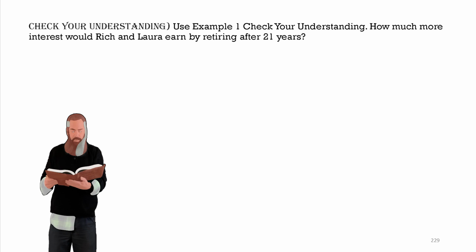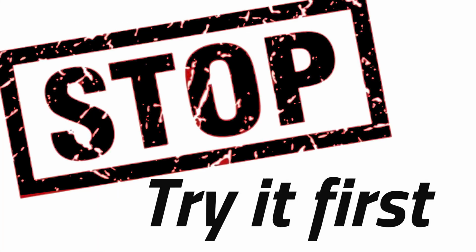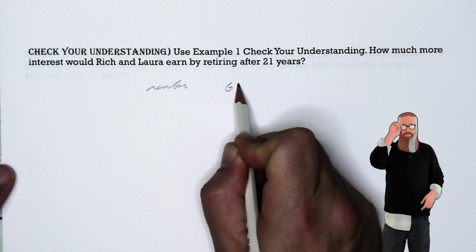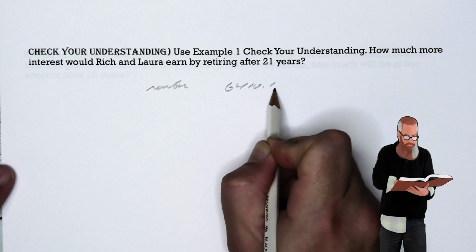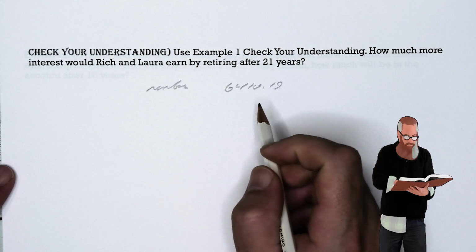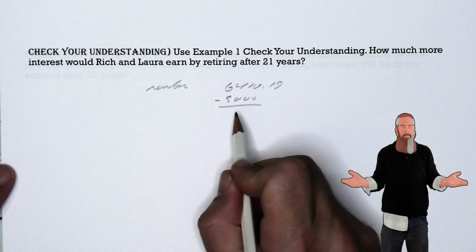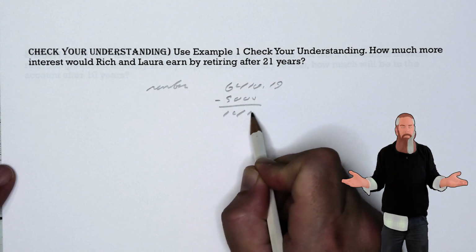Let's check our understanding of this, and using the example 1, check your understanding. How much interest would Rich and Laura earn by retiring after 21 years? Let's remember that that 1 additional year put $6,410.19 into their final balance, but they did pay $5,000 of that in, meaning their interest was $1,410.19.